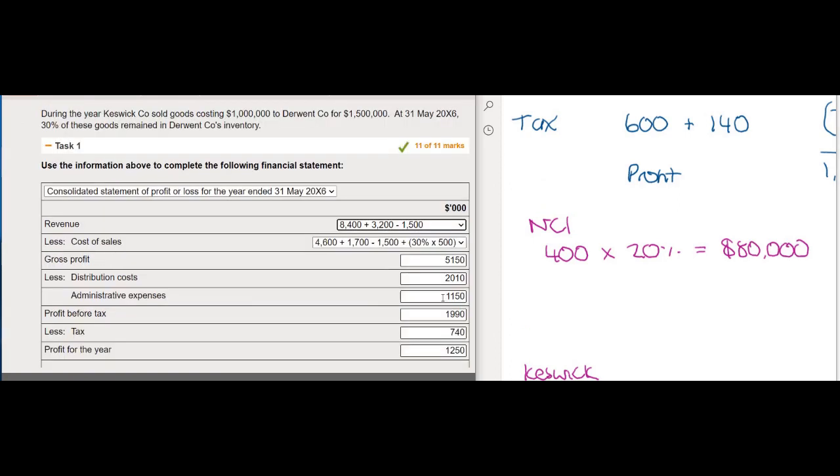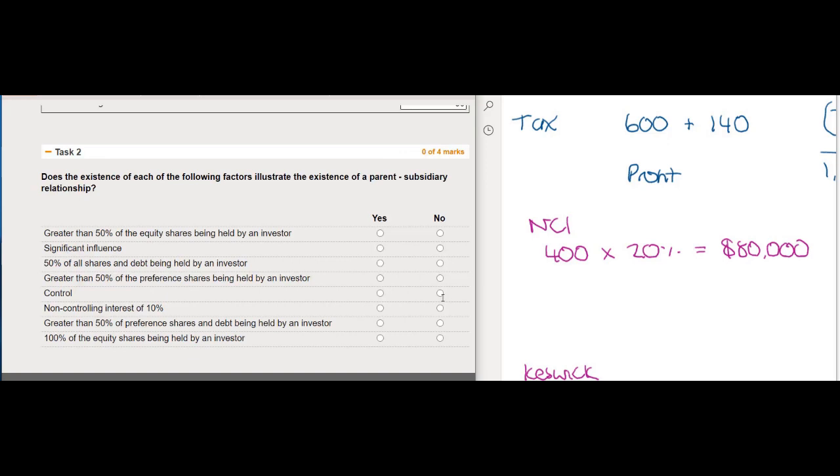We can see from task 1 that we've got all of the elements correct and everything is completed. Let us now look at task 2. So we needed to decide, does the existence of each of the following factors illustrate the existence of a parent-subsidiary relationship? The first one is having greater than 50% of the equity shares being held by an investor.